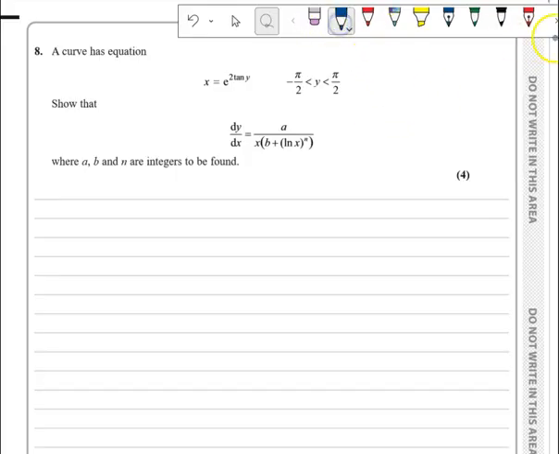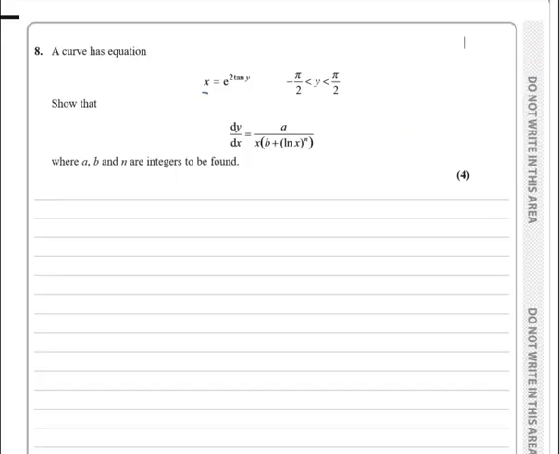All right, question 8. Let us see what we have for question 8. We have our function x in terms of y, and they're looking for dy/dx. That means what you're going to get first is dx/dy. So our x is e to the power of tan of y.